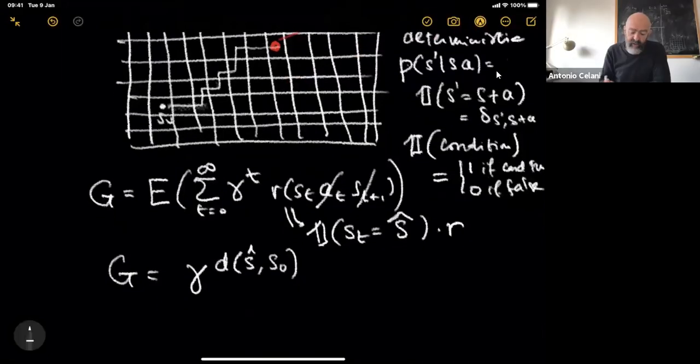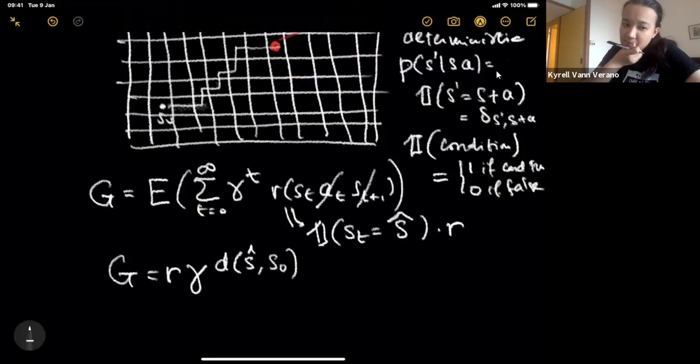Very good. So there is a typo here. Sorry, can you repeat the question? There should be R. Yes, thank you very much. There's an R as a prefactor. Thank you for pointing that out.